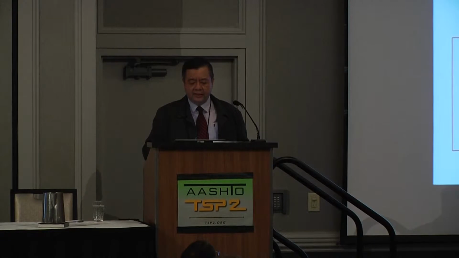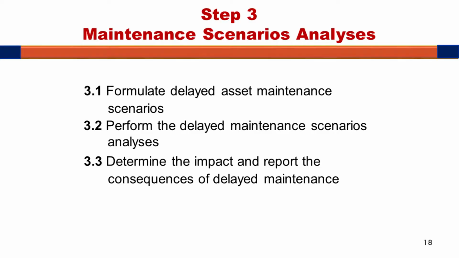So once you do that, we go into what we call the maintenance scenario analysis. This is the core of the research, how you formulate the delayed maintenance, how you did it, and what's the impact. So that's the core. The previous one was the foundation. You need a context, my policies, my indicators, and how it's going to be done. And then you do the analysis itself.